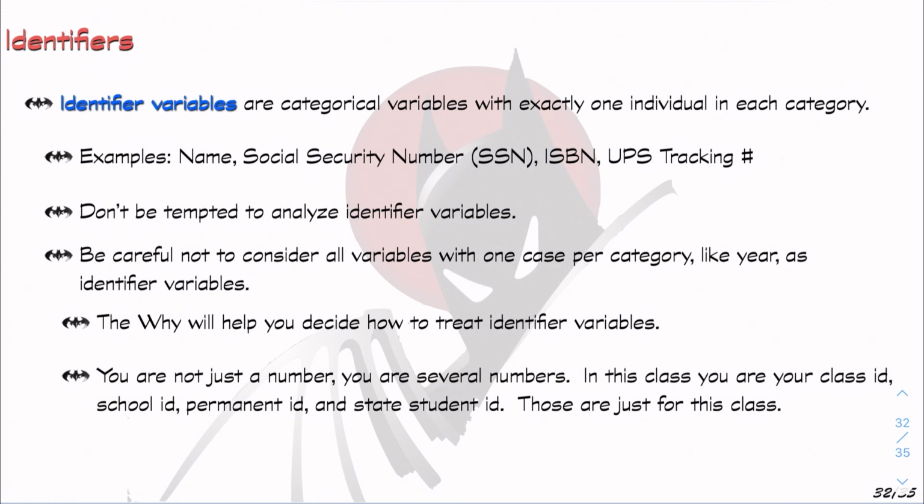Last bit, identifiers. So identifier variables are categorical variables with exactly one individual in each category. Think student ID number or phone number. Or name, social security, ISBN number for books, or UPS tracking numbers. Don't be tempted to analyze identifier variables. We want to be careful not to consider all variables with one case per category, like year, as identifier variables. And this is why the why will help you decide how to treat identifier variables.